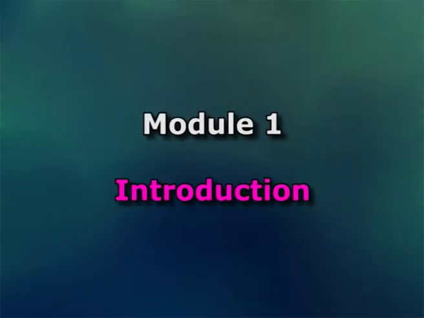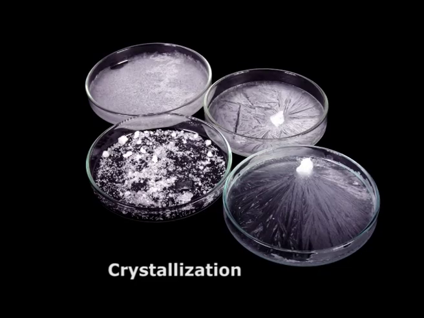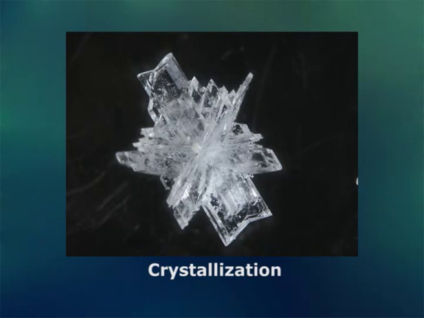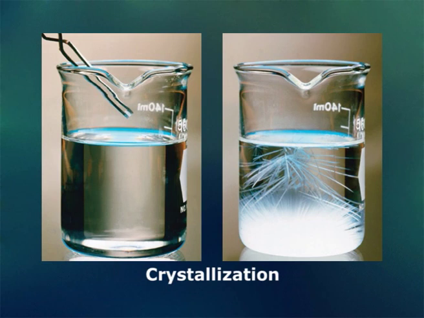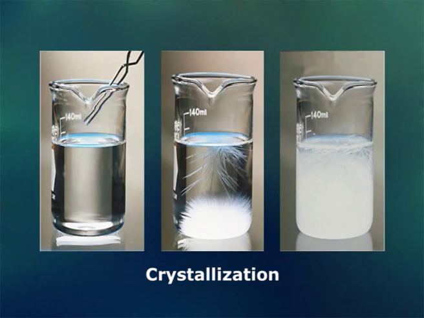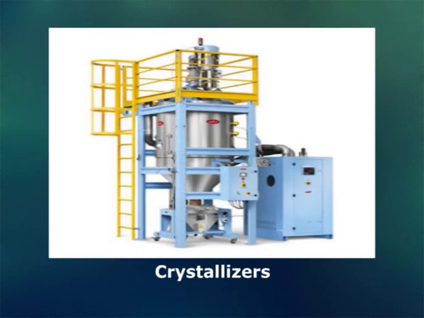Module 1, that is introduction. We have already learned in the first part of this topic, that is crystallization 1, that crystallization is a chemical solid-liquid separation technique in which mass transfer of solute from the liquid solution to a pure solid crystalline phase occurs. In chemical or pharmaceutical engineering, crystallization occurs in a crystallizer. In this chapter, we shall discuss the types of crystallizers available along with their working, advantages and disadvantages.